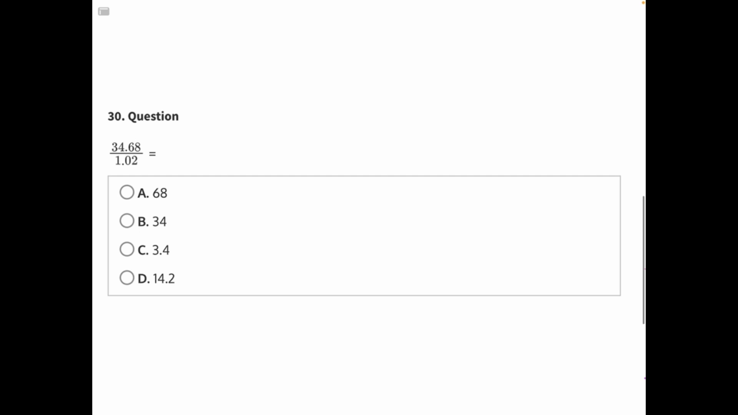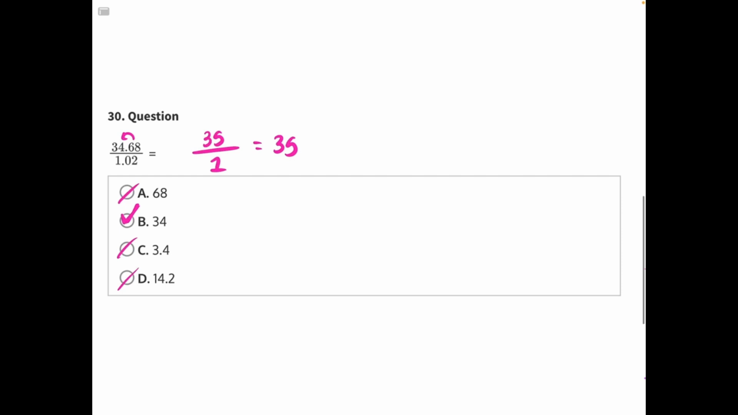34, we could round this up to 35, divided by 1.02 would just be 1, rounded to the nearest whole number. 35 divided by 1 is going to give us 35. The only answer choice that is anywhere near 35 is answer choice B. And it does happen to be the correct answer. So in this case, all you would need to do is estimate in order to mark that correct for the test and continue moving on. And that's what I would recommend you do.